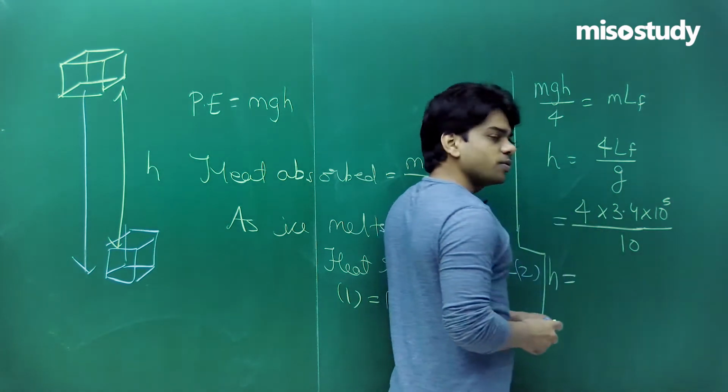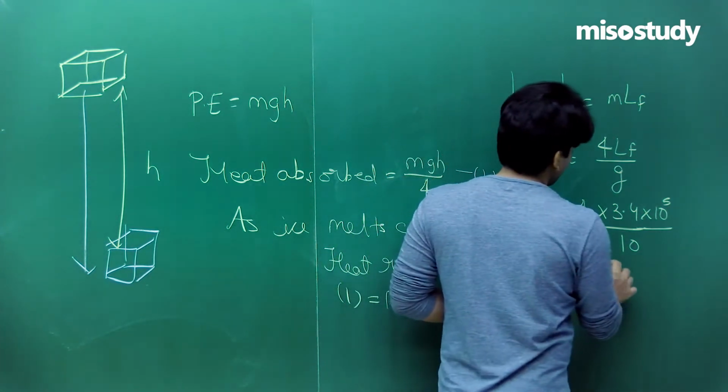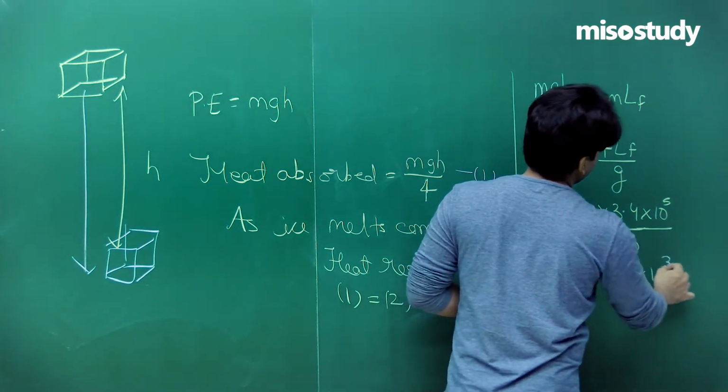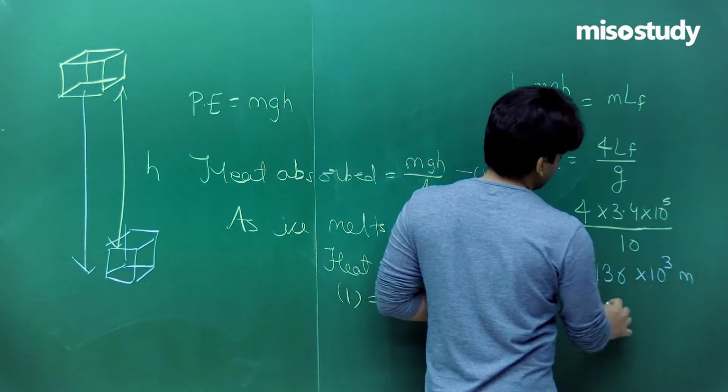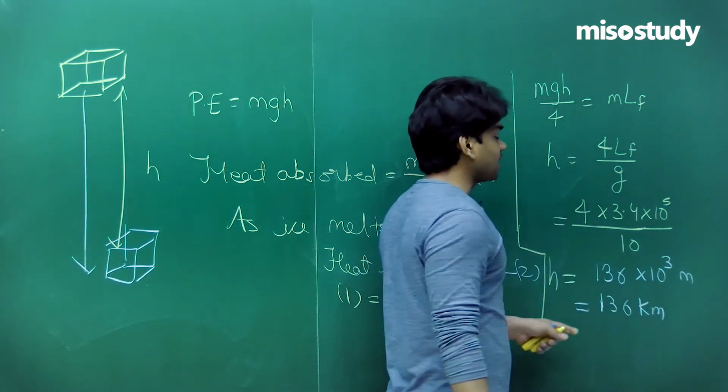34 into 4, that you are going to get, is nearly 136. So 136 with 10 to the power 4 will be 10 to the power 3 meters. This can be written as 136 kilometers. Clearly the answer will be 136 kilometers.